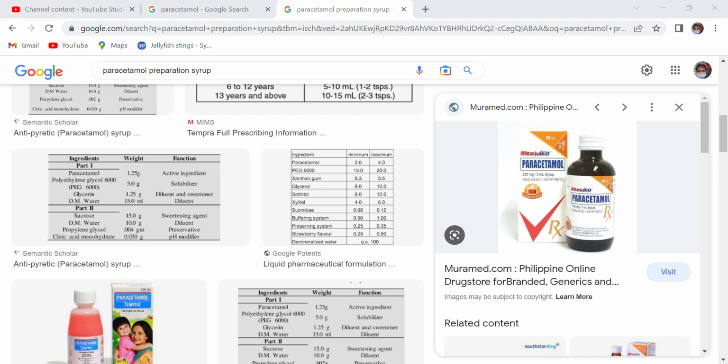13 times 15 is 195. The kilogram and kilogram will be cancelled out, so the remaining is 195 milligram. But the preparation now is you have 250 milligram per 5 ml. So how many ml would you give?